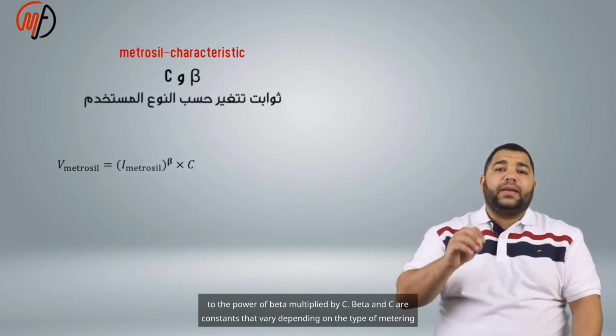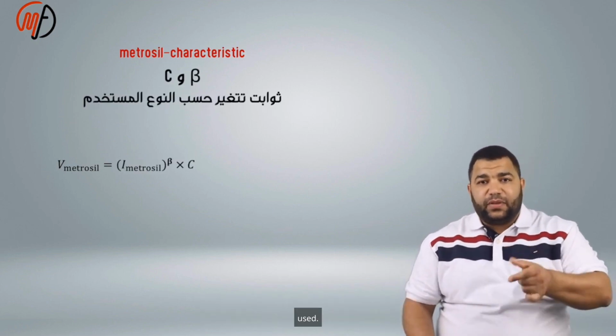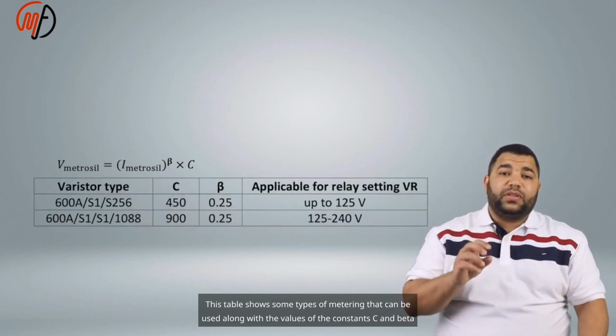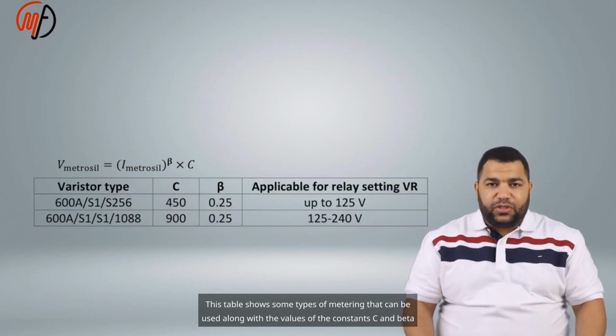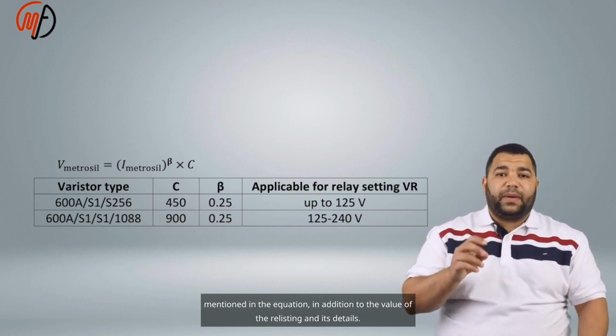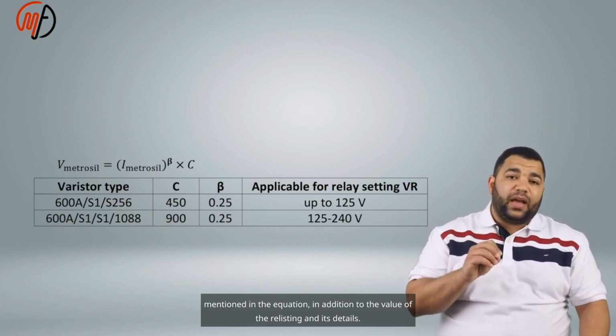Beta and C are constants that vary depending on the type of metering used. This table shows some types of metering that can be used along with the values of the constants C and beta mentioned in the equation, in addition to the value of the relay setting and its details.